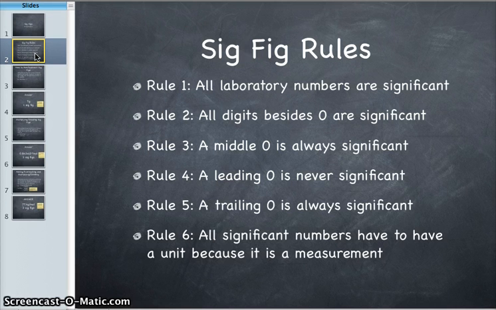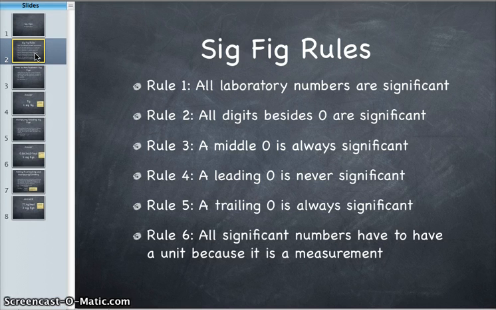Rule number 4 is that a leading 0 is never significant. For example, 0.11. The 0 wouldn't count and would just have two sig figs because the 0 is the leading 0. Rule number 5 is a trailing 0 always counts. For example, 1.0, there would be two sig figs because the 0 is a trailing 0.